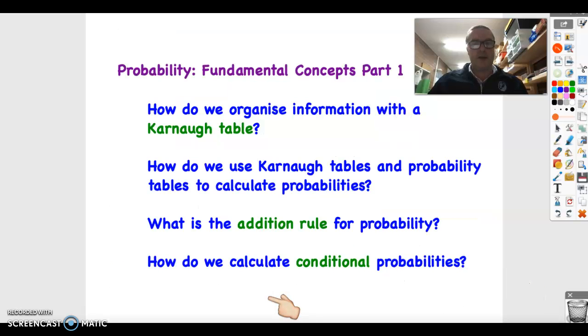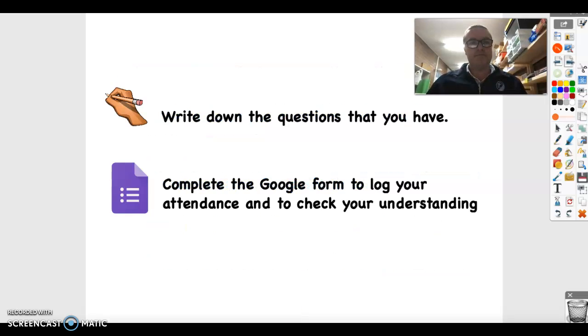So talking about Karnaugh tables, we've introduced a lot of terms in this lesson. We've used those tables to make probability tables, calculating probabilities in different ways, and looking at the addition rule and conditional probabilities. As usual, if there are things that have confused you, write those down. We'll look at those in class and complete the Google form to log your attendance and to check your understanding.